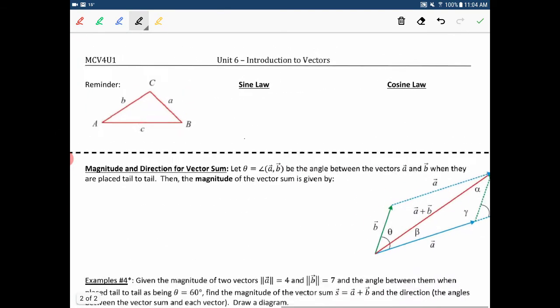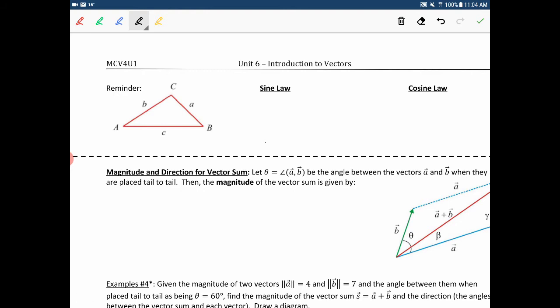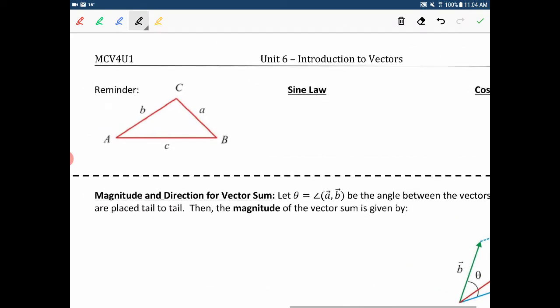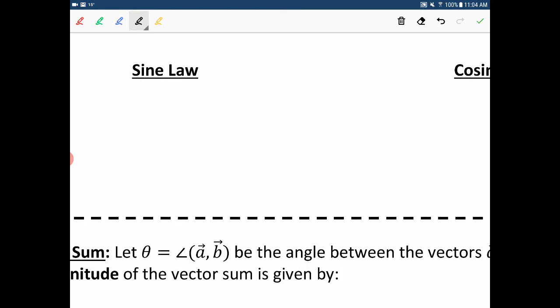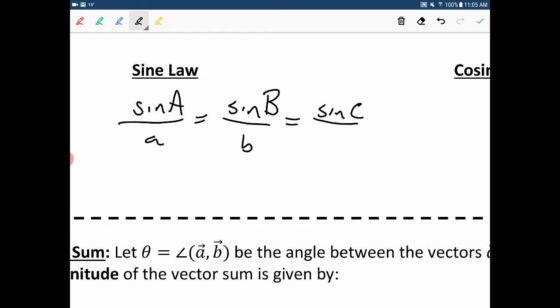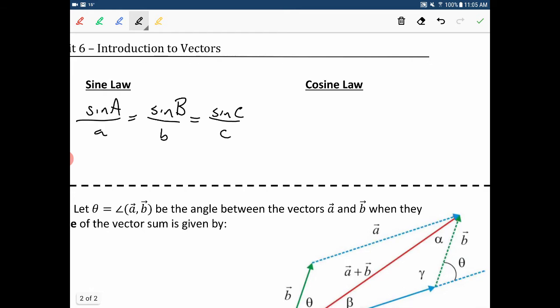So the next thing we're going to talk about is the magnitude of a vector sum. So first of all, we have to remember the sine law here. Actually, we don't even really. Well, yeah, we do. But the cosine law is the more important one here. But we're going to do this anyway. The sine law can come up, and this will help you find the direction. Remember that sine A over A is equal to sine B over B is equal to sine C over C. So once you've drawn your things, that will help you find the direction.